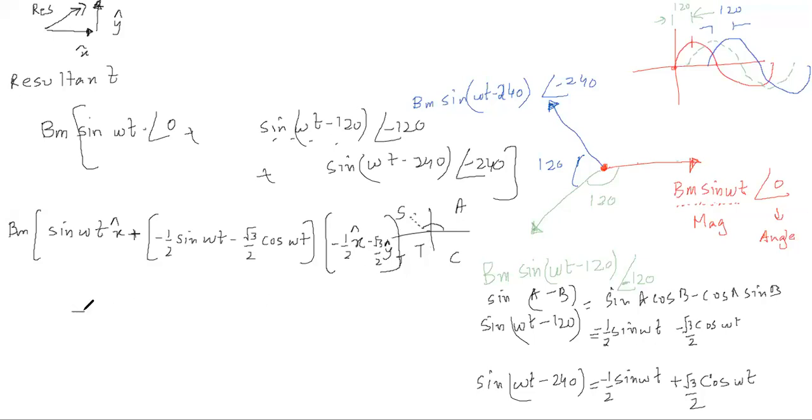And for the third one, again we put this derivation, which is equal to minus half sine omega t plus under root 3 over 2 cos omega t.